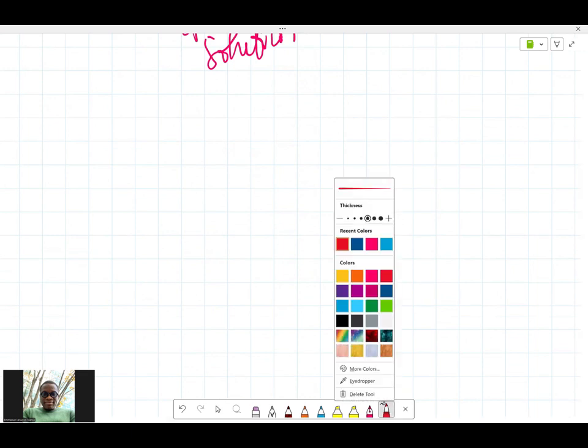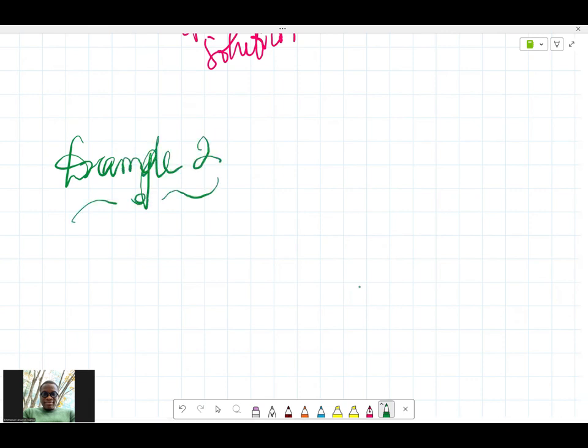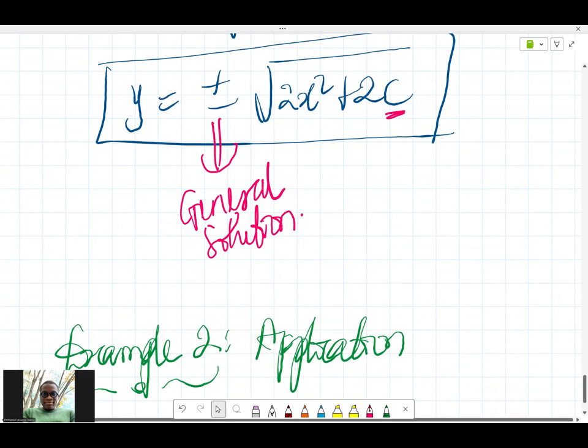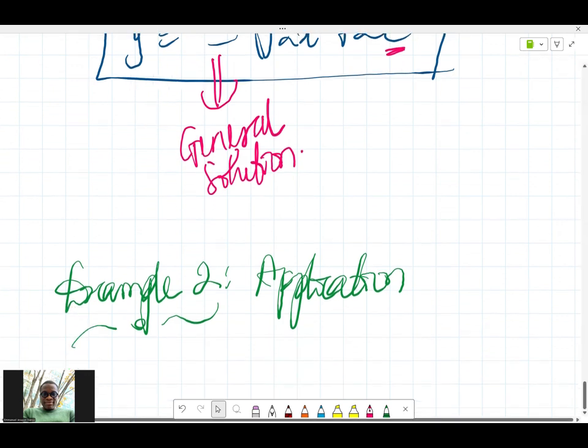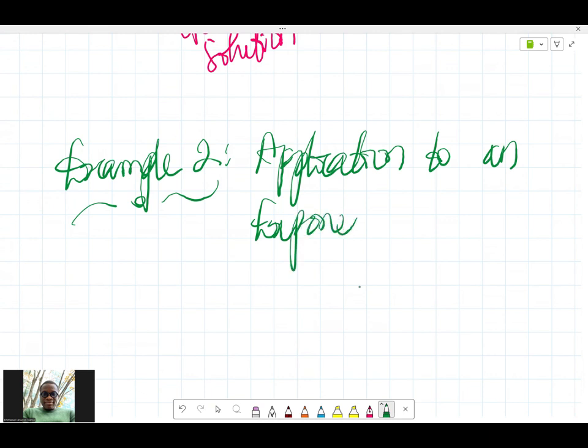If you had an initial condition here, we could just get the value of c and then continue, but we don't have an initial condition, so we just stop here. That's our general solution, and without an initial condition, that's where we stop. Example 2 is an application to an exponential growth model.